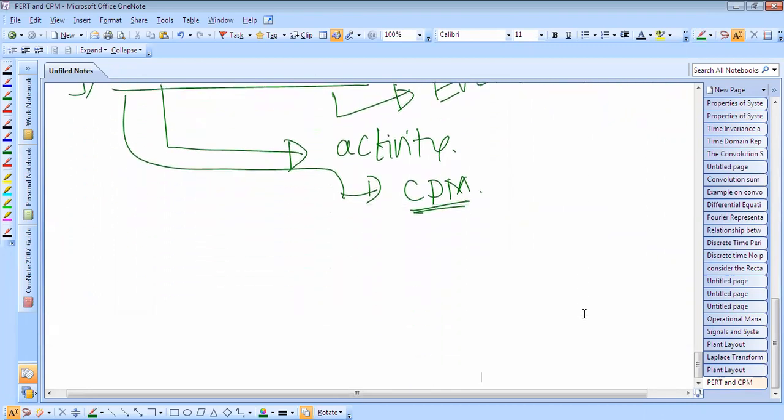What is the meaning of float and slack? It means a spare time or the margin of extra time over and above the duration which a non-critical activity can consume without delaying the project. So what is the float? Float is the difference between the time available for completing an activity and the time necessary to complete the same.